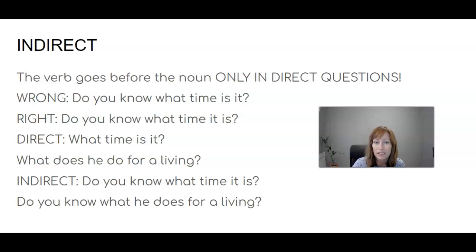For example, it is wrong to say, do you know what time is it? That's a question. The correct way to say this is, do you know what time it is? Okay. More indirect examples are, do you know what time it is, like I just said, or do you know what he does for a living? If you notice here, does is a verb. There's no auxiliary. So be careful. In indirect questions, we don't use auxiliary and we don't invert like in normal questions.